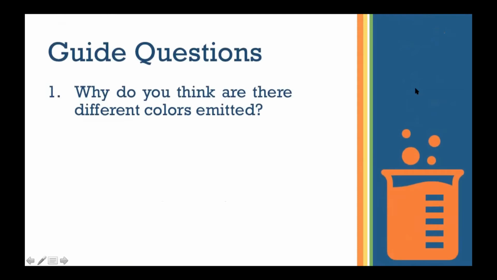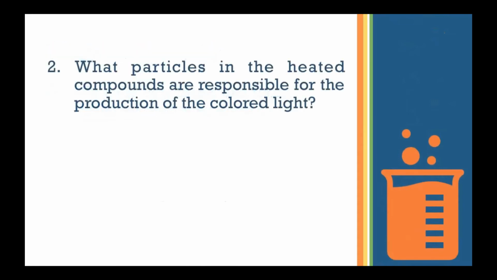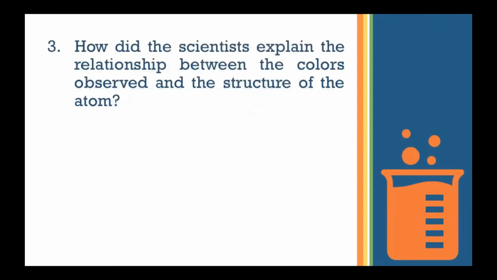Guide questions. Why do you think are there different colors emitted? What particles in the heated compounds are responsible for the production of the colored light? How did the scientists explain the relationship between the colors observed and the structure of the atom?